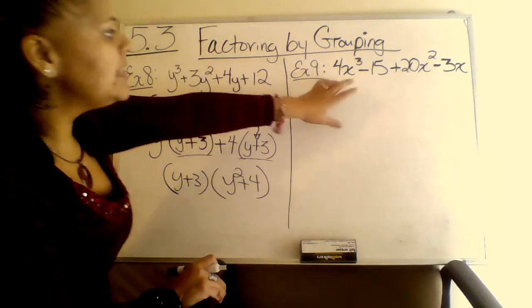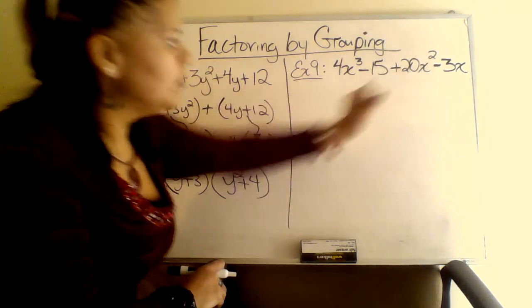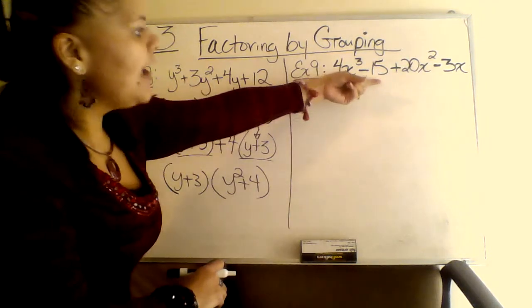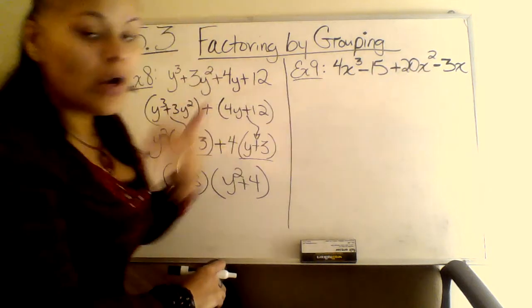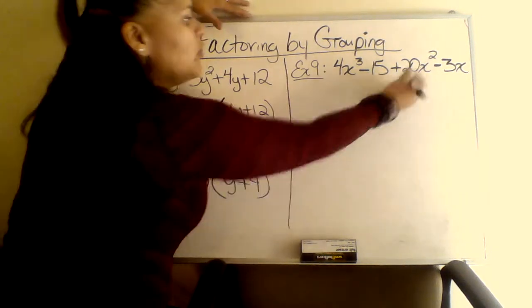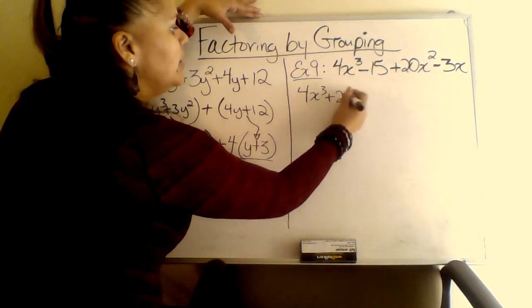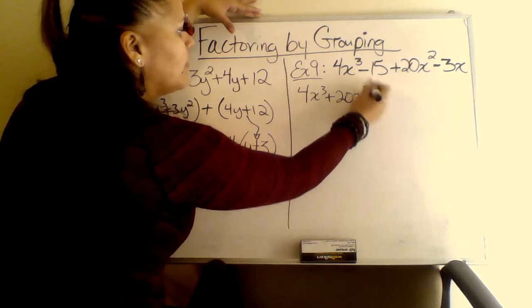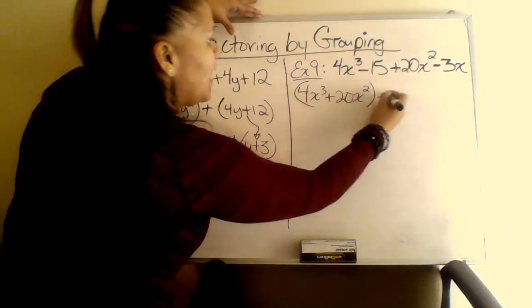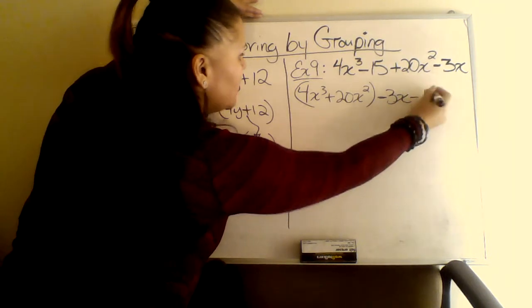So now let's try a different one. I want to group the first term and the second term together, but they have nothing in common. So what I'm going to do is rearrange them. I can rewrite them. I'm going to move this one over here. So I'll say 4x cubed plus 20x squared. And then I have a minus 3x. I'm going to move that 15 over there. Minus 15.